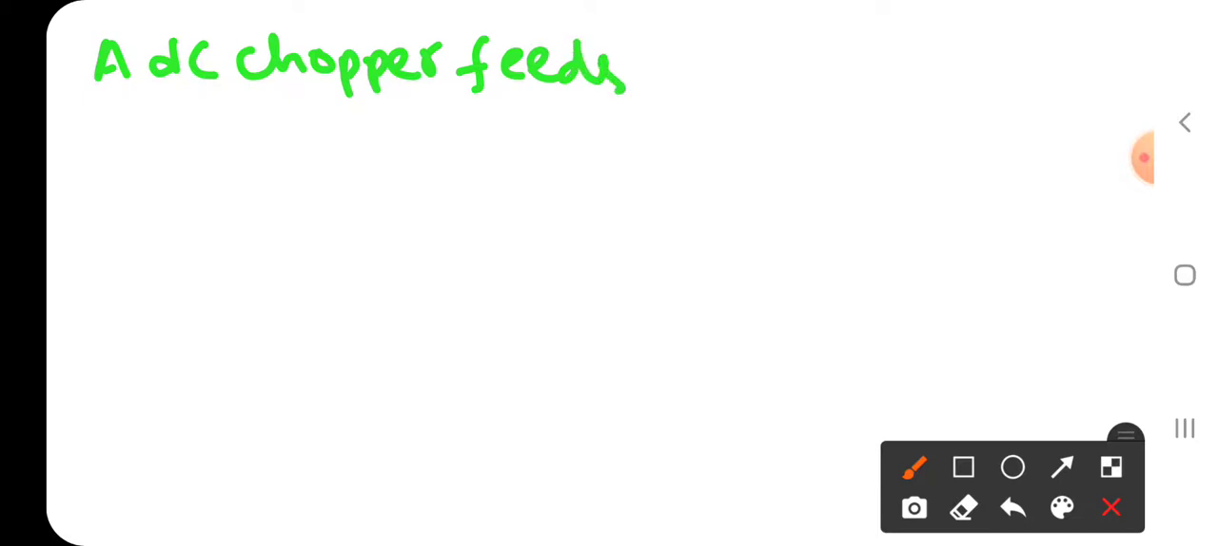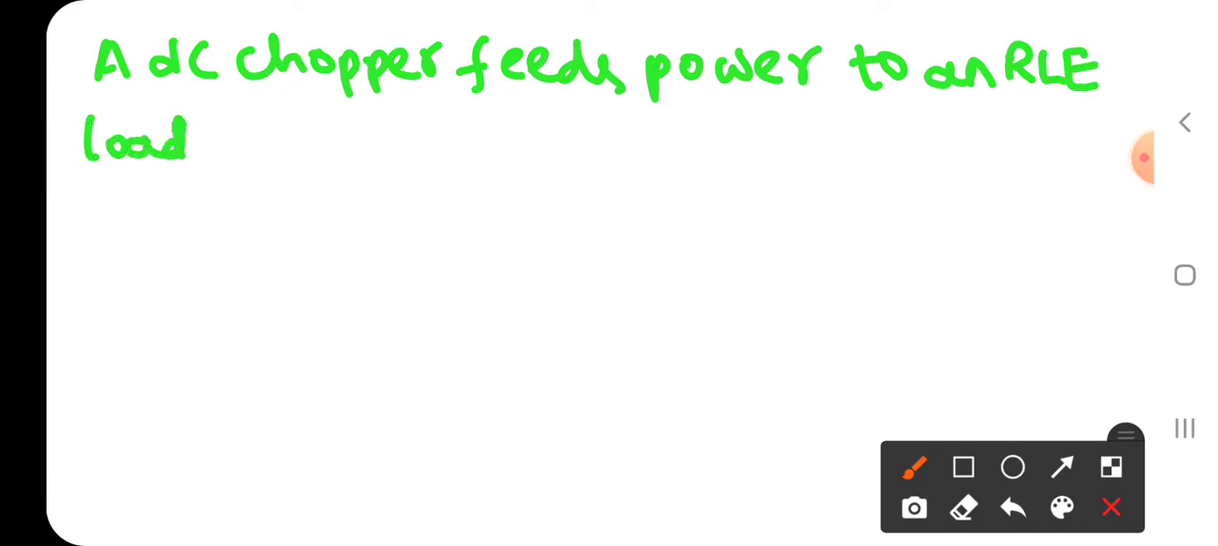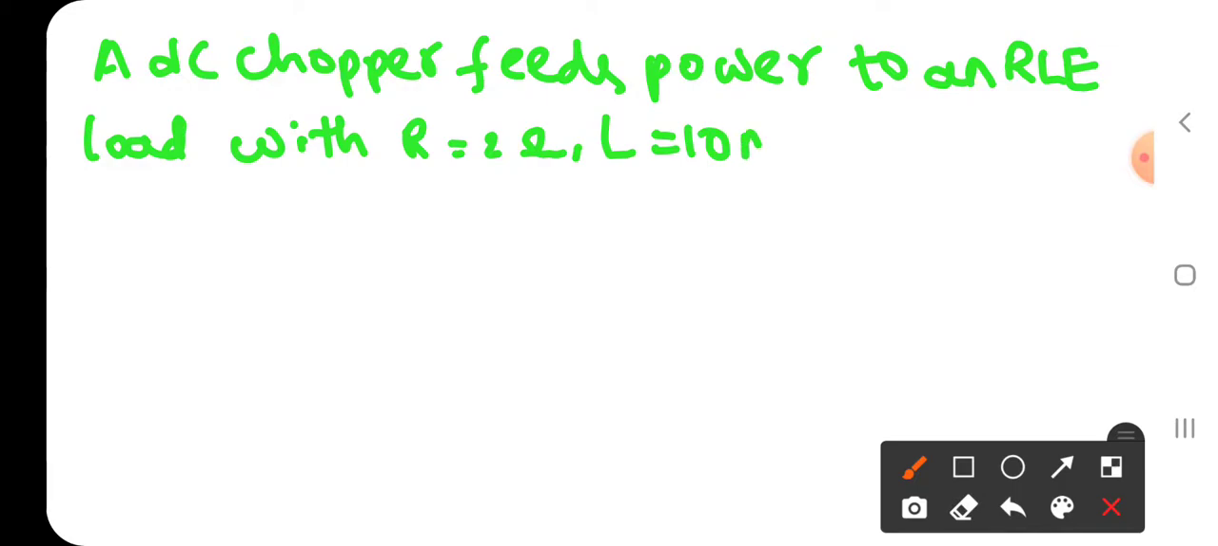Let's read the problem. A DC chopper feeds power to an RLE load with R equal to 2 ohms, L equal to 10 millihenries, and E equal to 6 volts.